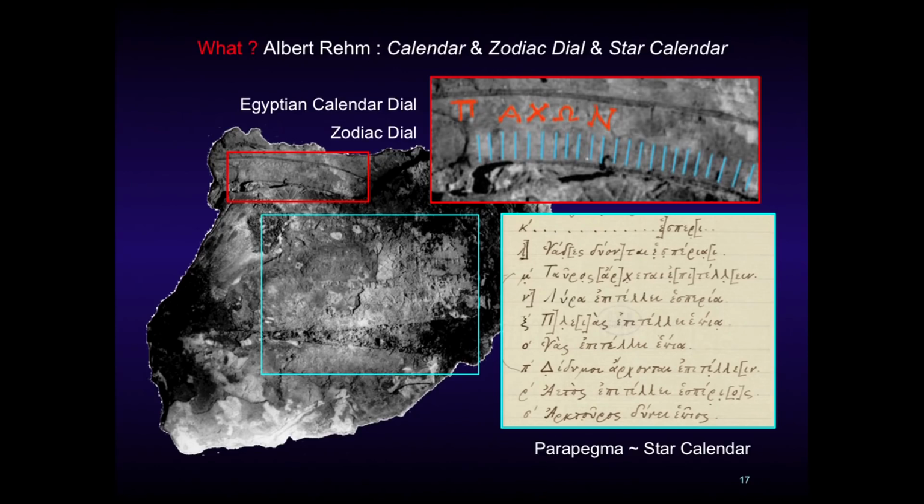He inferred also that there must have been a zodiac dial. And he read some more faint inscriptions on the surface of the fragment, which he transcribed, you can see on the right. And this he identified as a parapegma, named for a star calendar in the ancient world. So Rem had clearly determined that the device was astronomical in nature.